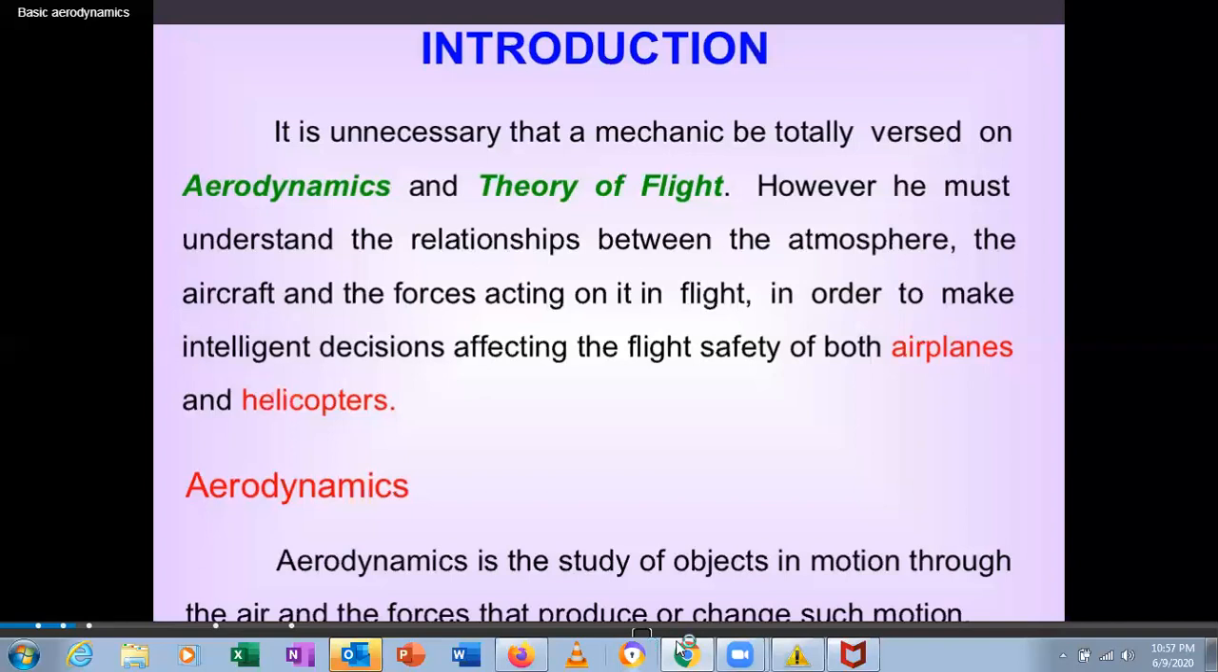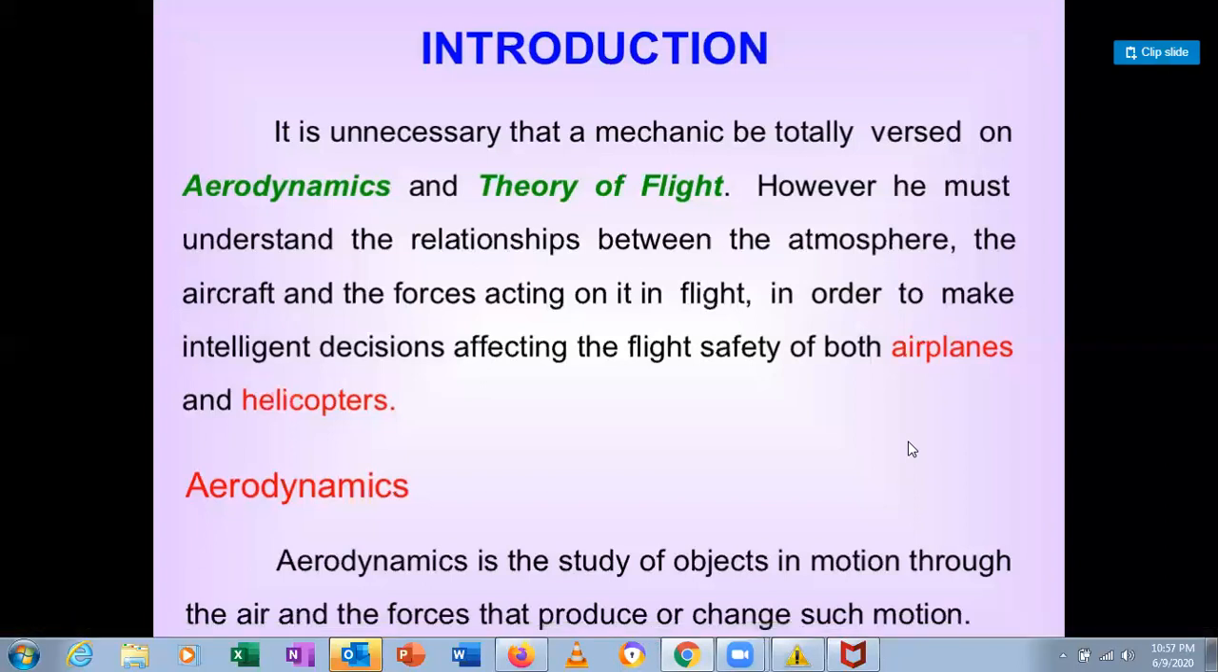And what does aerodynamics mean? Aerodynamics is the study of objects in motion through the air and the forces that produce or change such motion. So aerodynamics is nothing but the study of objects in motion through the air, and the forces which are acting on that particular body, which give the change in motion. Such study is referred to as aerodynamics.